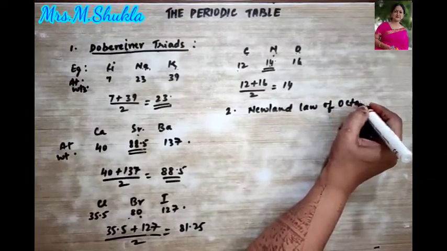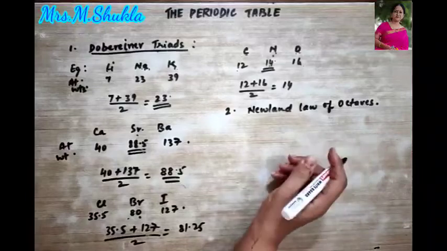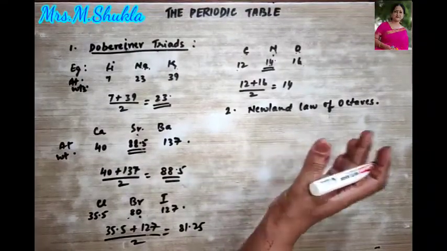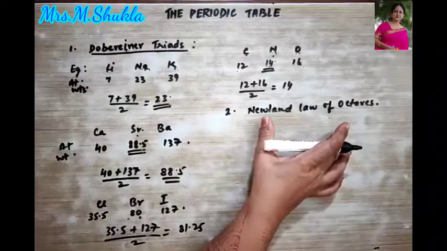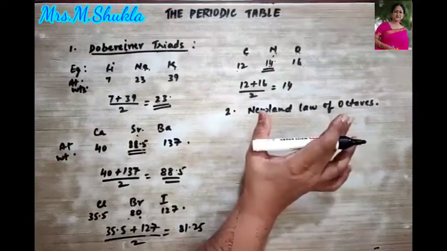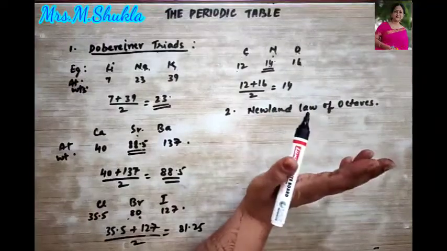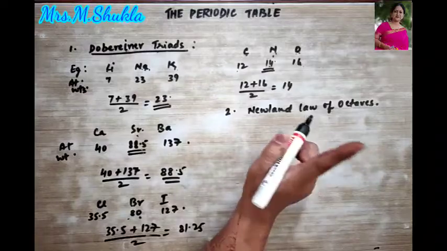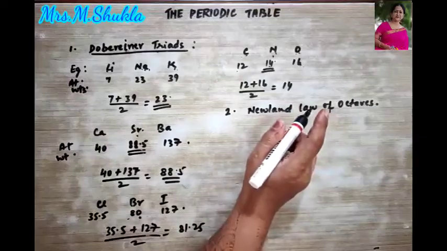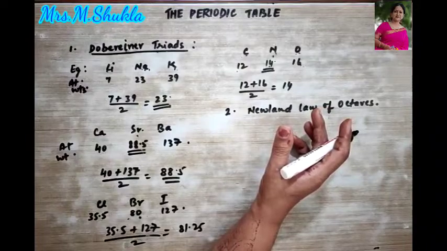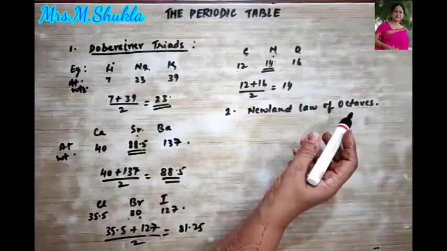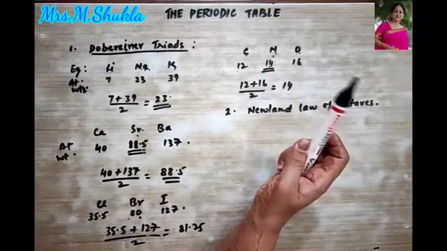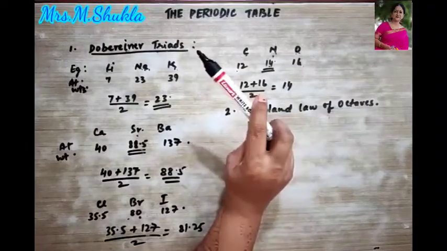Newland's law is called Newland's law of octaves. He was a music lover, right? According to him, when elements are arranged in order of increasing atomic masses, the first and the eighth element have similar chemical properties. It is just like in music, because he was a music lover. In music, every eighth note is the same as the first note.